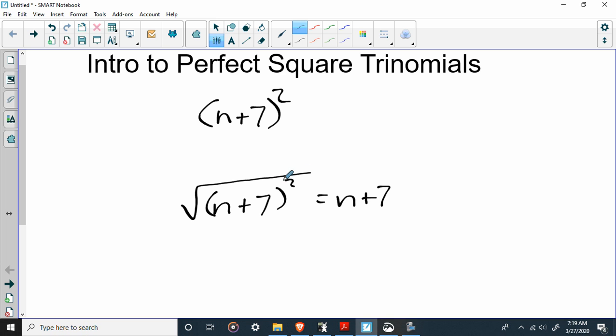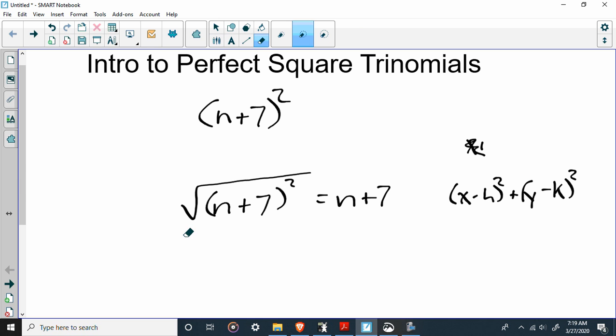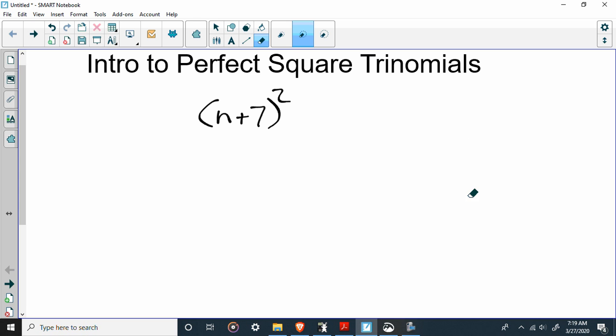Well, now we have a way to get rid of that pesky square that we didn't have a way to get rid of before. For those of you guys who are in geometry, you should be starting to see that x minus h squared, y minus k things start to show up here, right? That's where this is going, okay? So what does this look like?